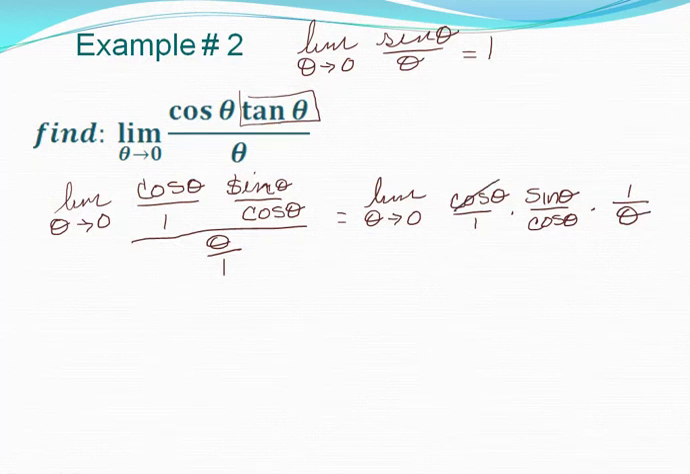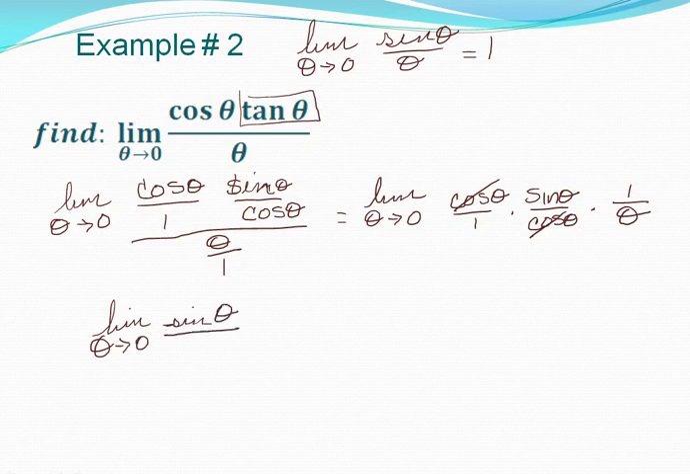Simplifying algebra, I cancel my cosines, and I end up with the limit as theta approaches 0 of sine theta over theta, which is my identity. So I know that that's 1. My final answer.